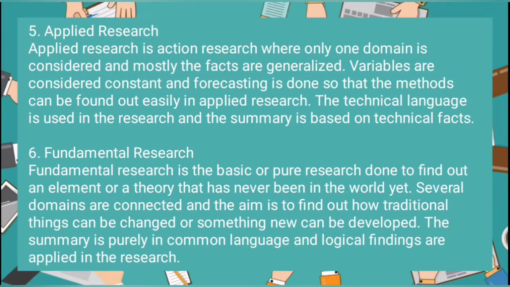So the answer to the question is applied research. Okay, so we can see that applied research is an action oriented research. The next type of research methodology is fundamental research. Fundamental research is the basic or pure research which is done to find out an element or theory that has never been in the world yet, and several domains are considered, and the aim is to find out how traditional things can be changed or something new can be developed. The summary is purely in common language and logical findings are there in the applied research.